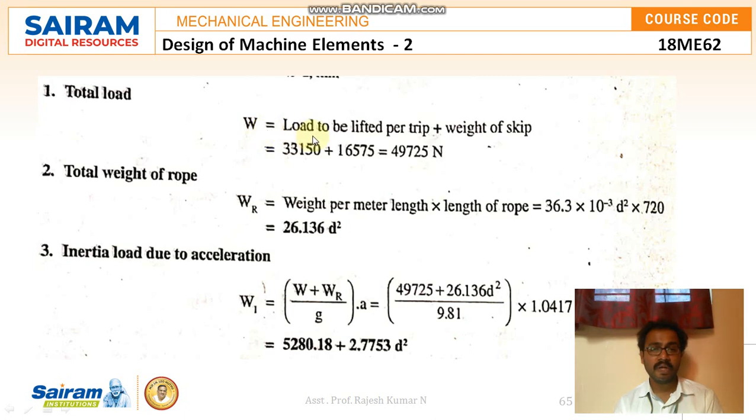First step is total load, so load to be lifted per trip plus weight of skip. I know the value, so 49,725 Newton is the value. And the total weight of the rope, weight per meter length and length of the rope, I'm getting WR in terms of small d, that is wire diameter. The value is 26.136 d square. And the third step is inertial load due to acceleration. I know the acceleration value, that is 1.0417, and both W and WR value I know. After substituting, I am getting the value as 5280.18 plus 2.7753 d square.